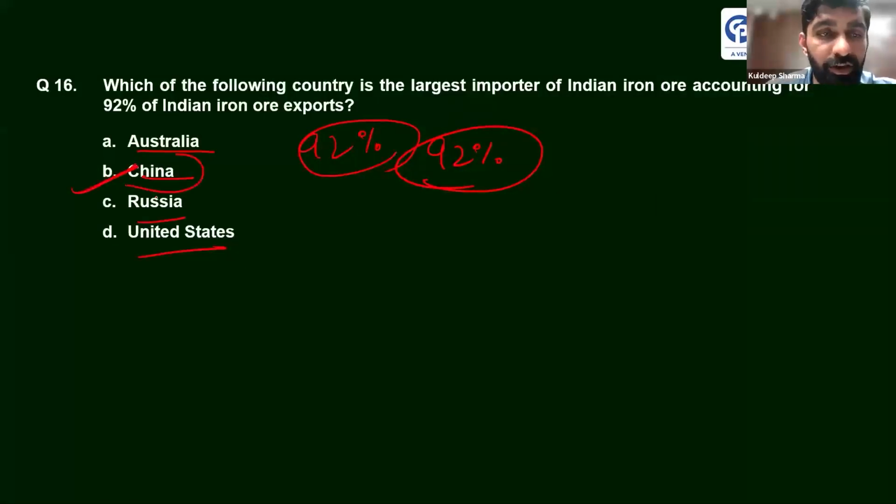And the answer here is B, China. China has actually been the factory of the world for the last 20 years. There are a lot of industries, and it processes a lot of processed iron and steel. So it imports a lot of iron ore from India and from other countries, and it has become a major exporter of finished goods of steel, etc. So here again, it's China, which is the largest importer of Indian iron ore.